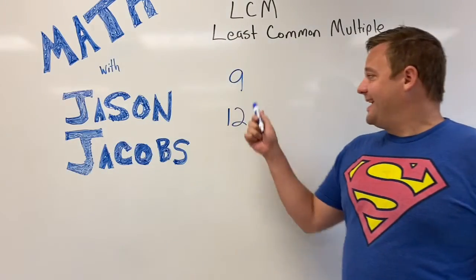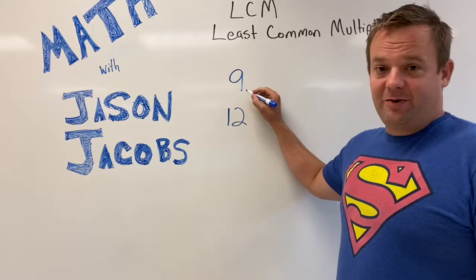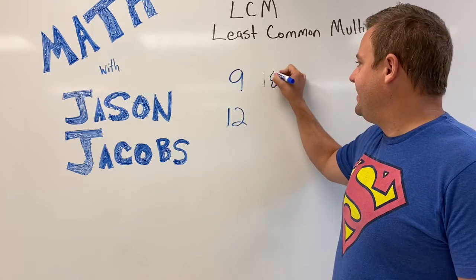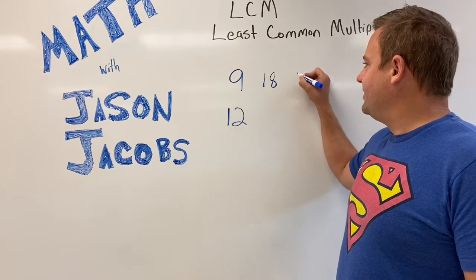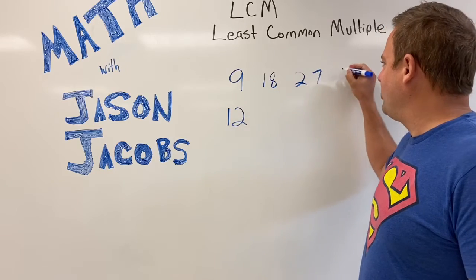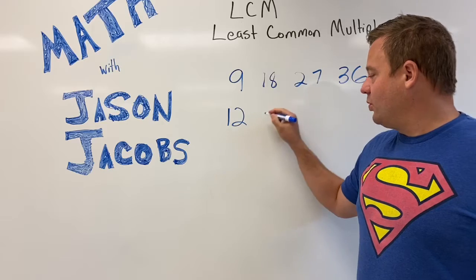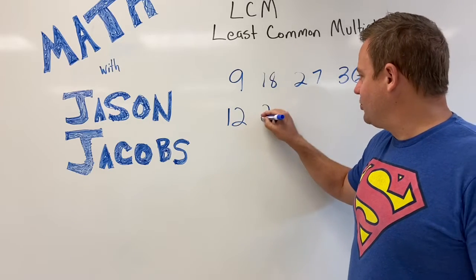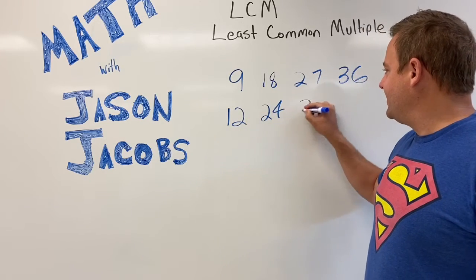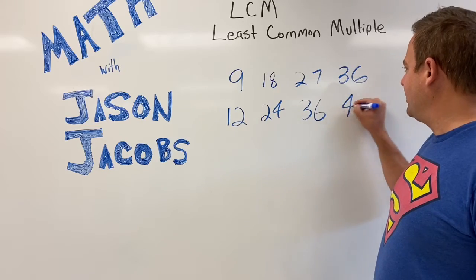Okay, now let's look at 9 and 12. 9 times 1 is 9. 9 times 2 is 18. 9 times 3 is 27. 9 times 4 is 36. Okay, let's look at 12 now. 12 times 1 is 12. 12 times 2 is 24. 12 times 3 is 36. 12 times 4 is 48.